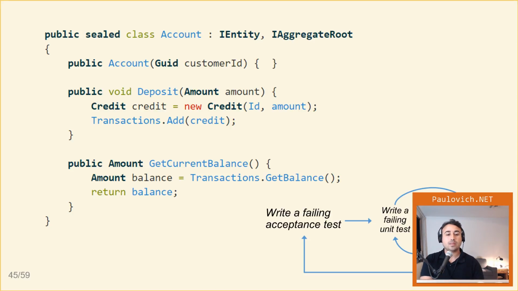So in the deposit, you create a credit to your transactions, and then you add this to your transactions. In the get current balance, you return the balance from the transaction collection. Well, the second unit test is more advanced. So you now have 2 unit tests that are passing.